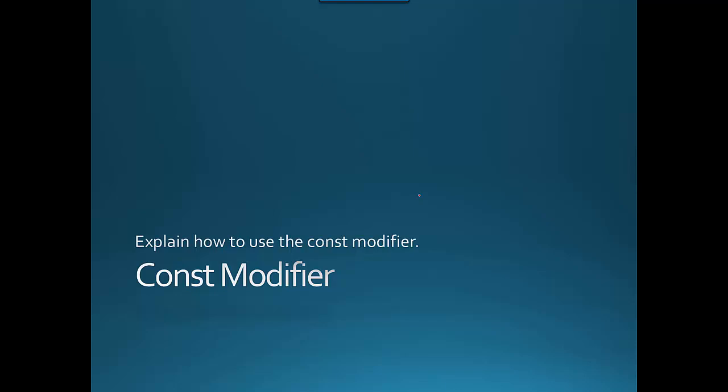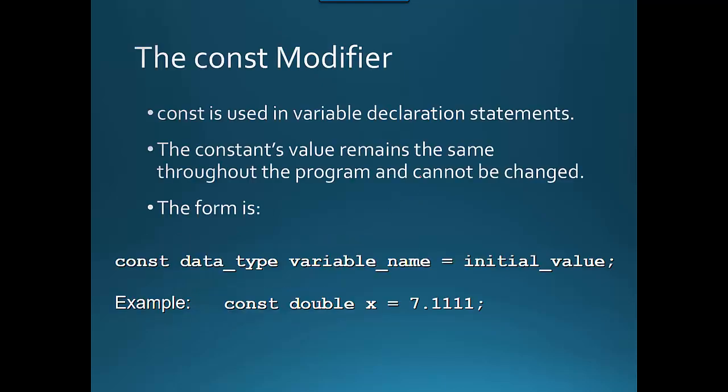Another way we can declare constants is with the constant modifier. And in this case, we're actually modifying a variable to be a constant.